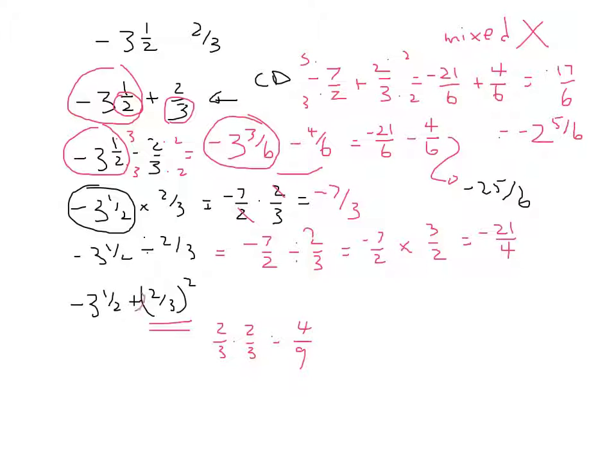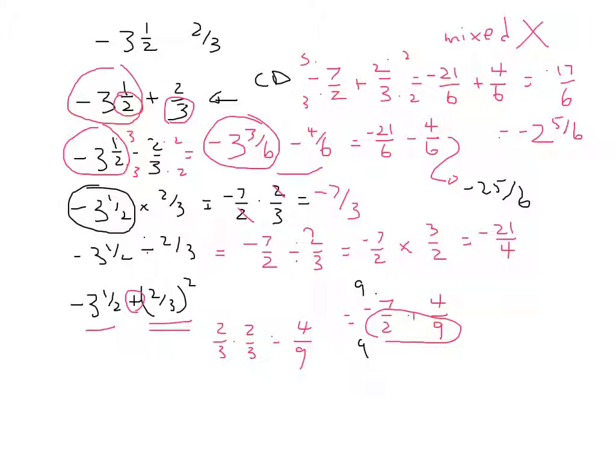And now you're adding. What do you need? Get rid of the mixed number. Negative 7 over 2 plus 4 over 9. And what do you have to have for fractions? Adding. All right. Common denominator. In this case, it's 18.